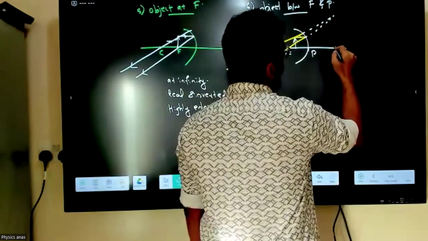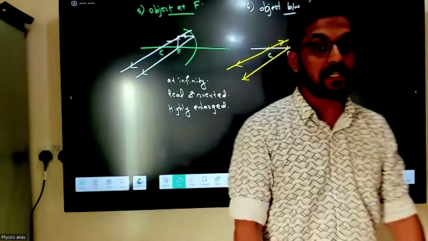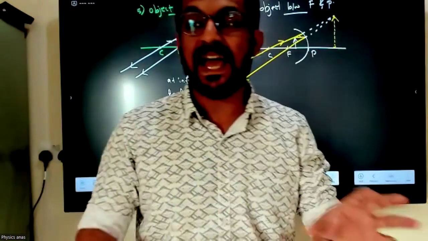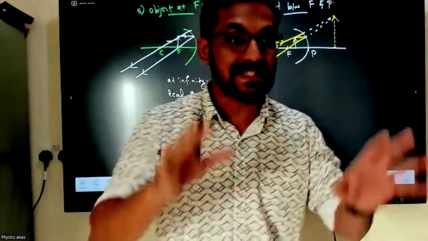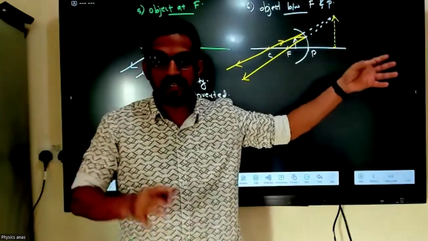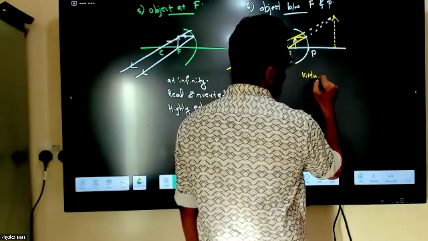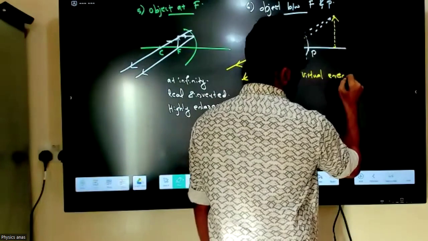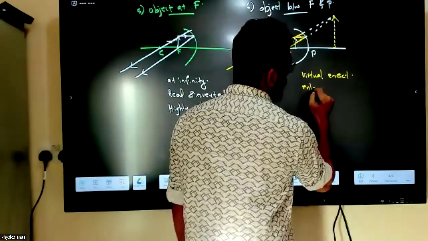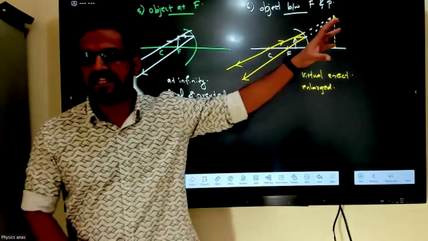You will get a virtual image there, because the actual light rays are not joining at a point. The extensions are joining at a point, not the actual light rays. Since the actual light rays do not join anywhere, it is a virtual image. If it is a virtual image, it will be erect. Then it is an enlarged image. And what can you say about the position of the image?